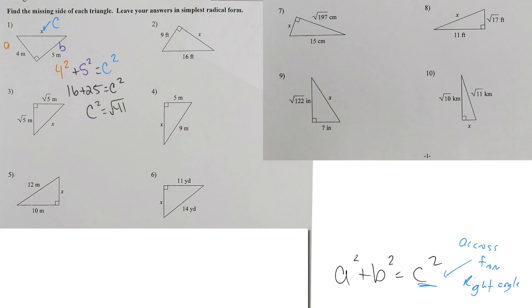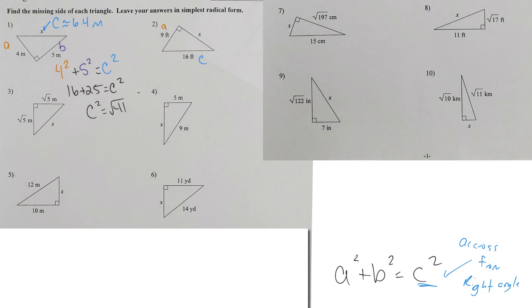Now I'm just going to put in my calculator, square root of 41. I told you guys you can give me decimal answers. So 6.4. So c is about 6.4. So I use the approximate symbol, 6.4 meters. All right. That's it. Number 2, exact same concept. C is 16. A is 9.